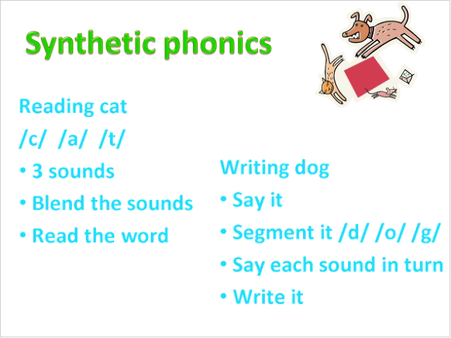If we want children to write the word dog, writing is the inverse of reading. So we blend to read and we segment to spell. So we say the word dog and we segment it. We think in our head, I can hear dog, d, o, g. I know what to write for d, I know what to write for o, and I know what to write for g. I say each sound and I write each sound, and hey, I can write the word dog. Very simplistically, that's the principle. I'm sorry if some of you already know that, but I thought it was worth running through, because most of what we're saying here is based on this principle of synthetic phonics.